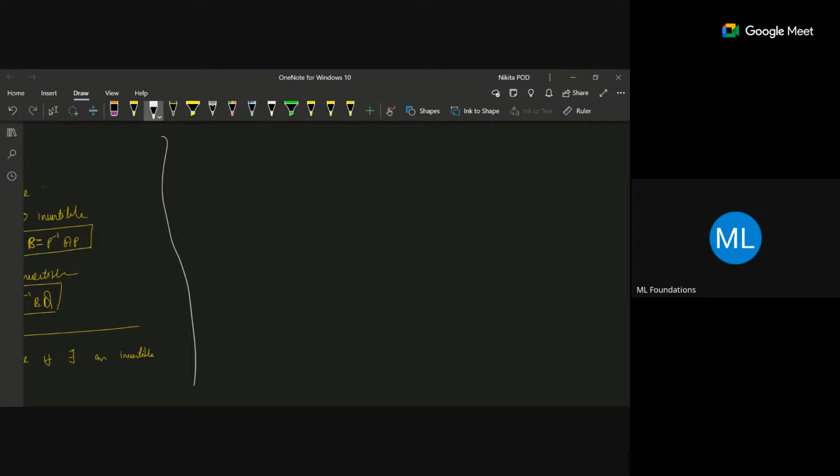So I'll just write down the result first, just for reference. The result that we were trying to prove is: if you have an n cross n matrix and you have n distinct eigenvalues, then the eigenvectors corresponding to each of the eigenvalues are linearly independent.